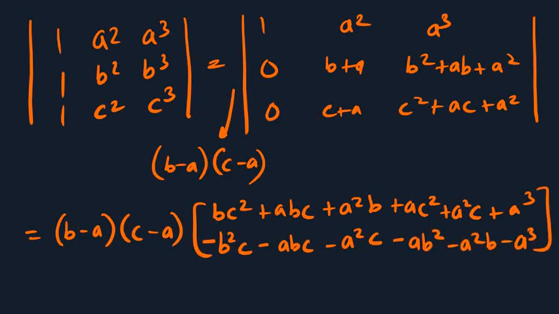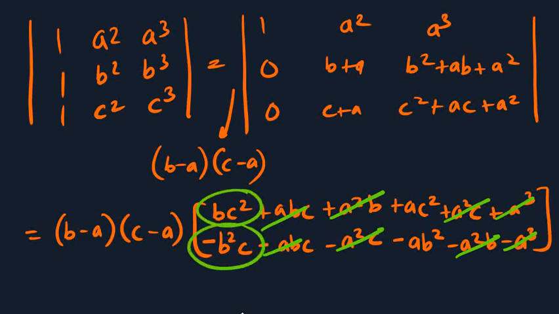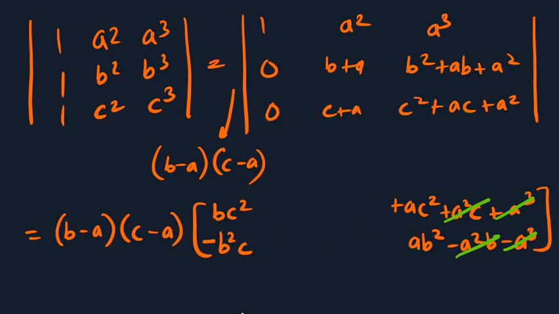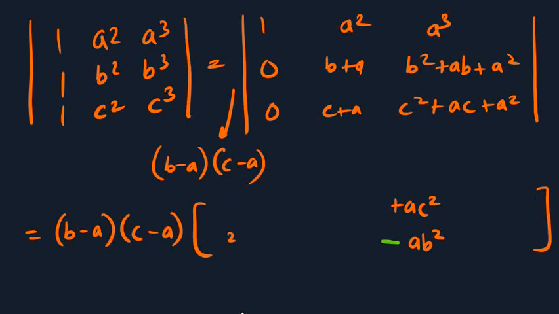So we have a cube and a cube getting cancelled. Then we have plus abc minus abc getting cancelled. Anything else getting cancelled there? Plus a square c minus a square c getting cancelled. A square b minus a square b getting cancelled. And we are left with bc square minus bc square. Let's write only the leftover terms for now. There was a minus ab square there. Okay, so we have bc square minus b square c. Then we have ac square minus ab square.